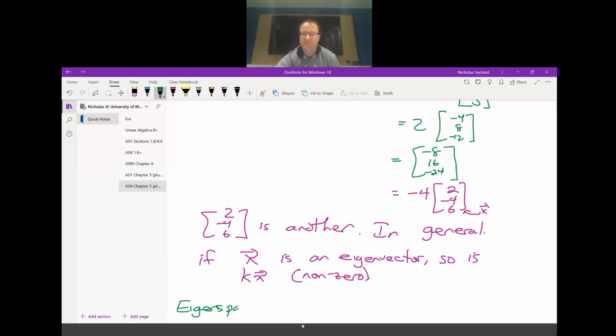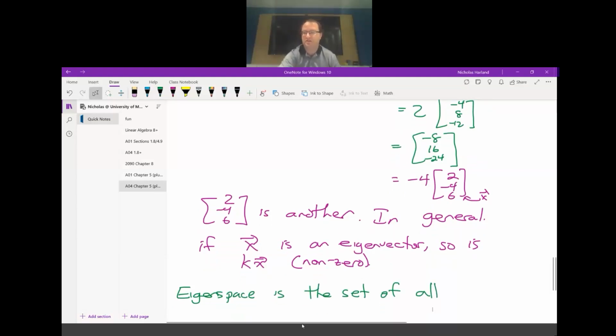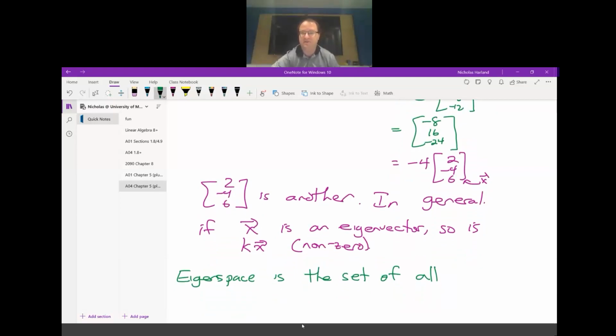So the question about eigenspace. In general, the eigenspace is the set of all eigenvectors plus the zero vector, basically because I'm tired of saying non-trivial or non-zero solutions. So the eigenspace will just lump the zero into that. In other words, it's just all the solutions to Ax equals lambda x. So that's what we mean by eigenspace.